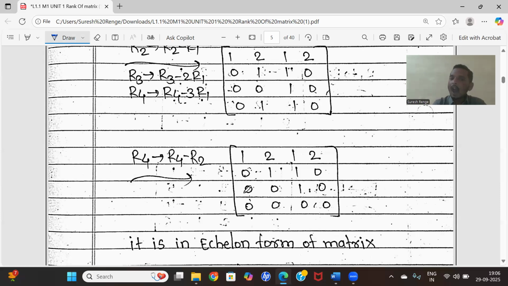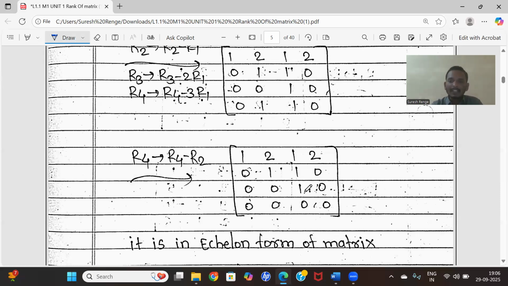Now go into R3. What is the leading element? What is the first non-zero element? That is 1. 1 is the leading element for row number R3. And if you want to convert that matrix into echelon form, what is the procedure? Those elements which lie below that leading element must all be 0.